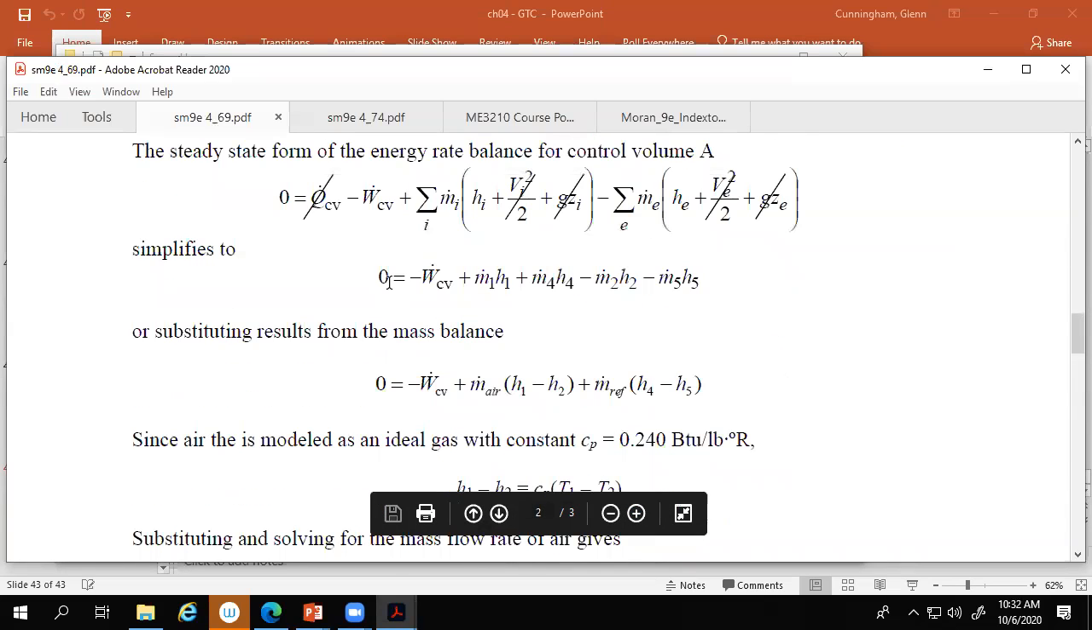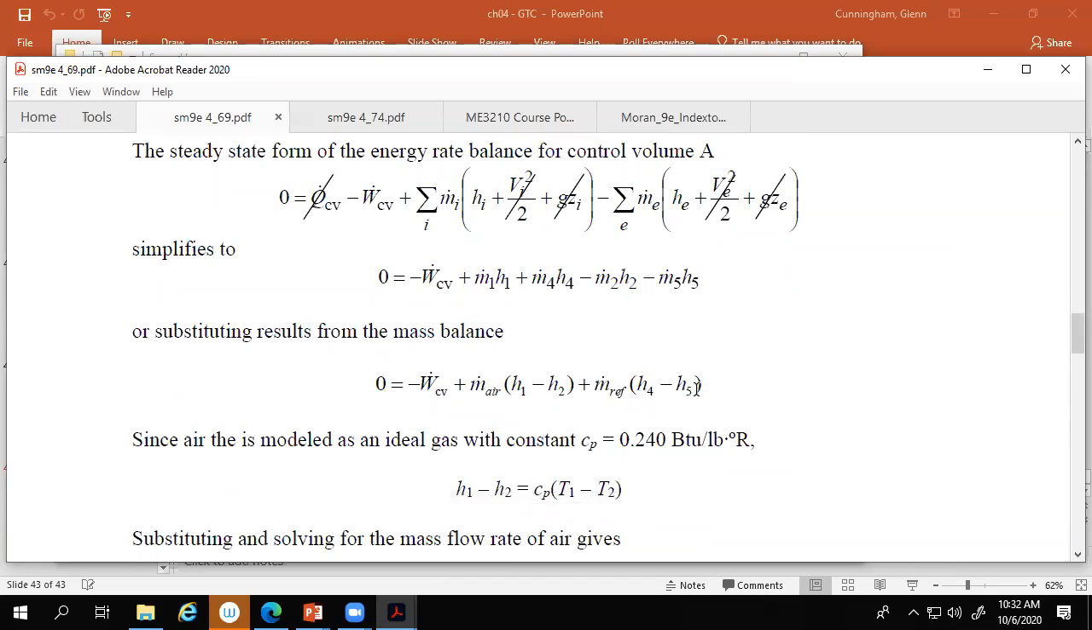Okay, so just making the substitutions with appropriate numbers and mass tags. We get the negative work of the control volume plus m dot air times (h1 minus h2) plus m dot refrigerant times (h4 minus h5). All that has to equal 0.